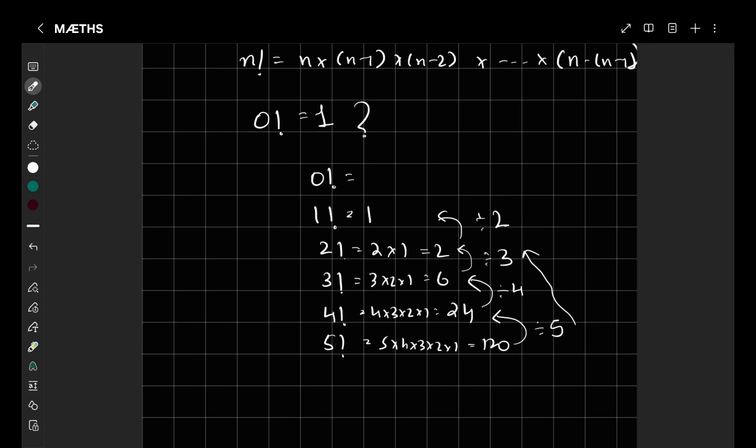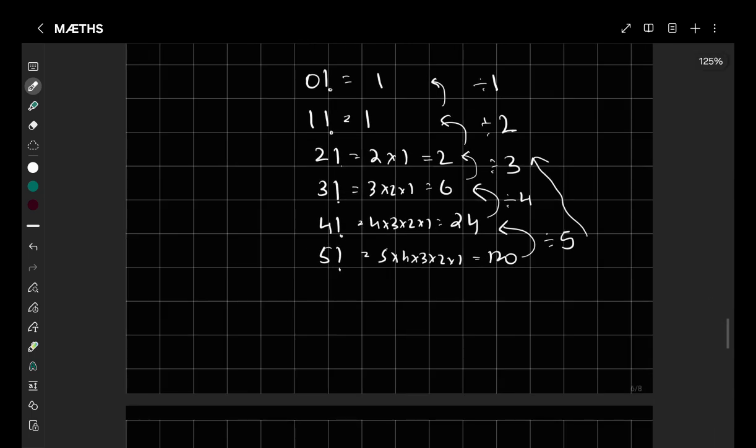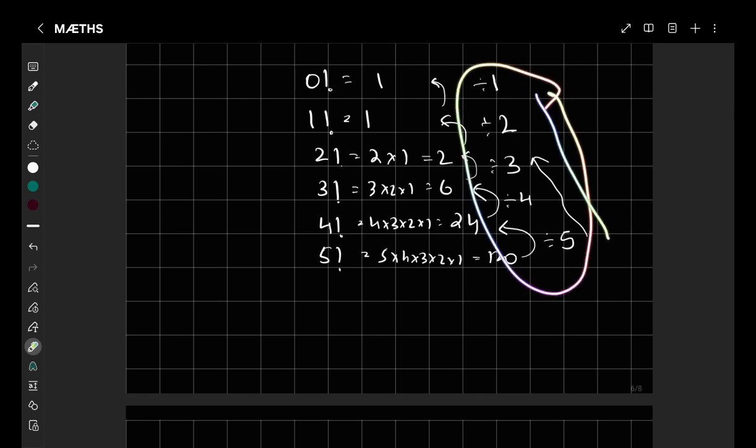Now from 1 to, you see, 5, 4, 3, 2. So what should be the next number that we should be dividing it by? It should be 1. So 1 divided by 1 is 1. So you can understand that this is a pattern, and by following that pattern we get 0 factorial as 1.